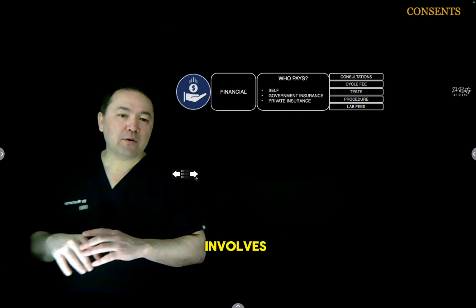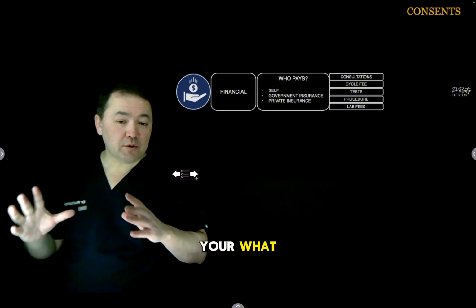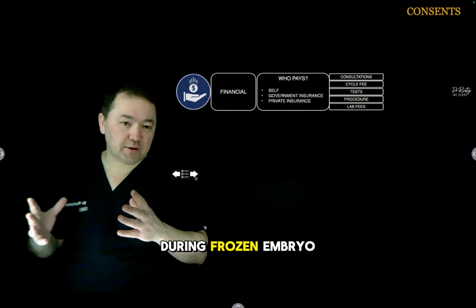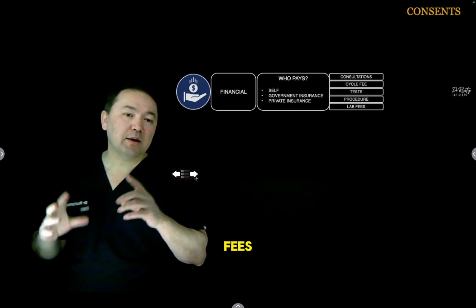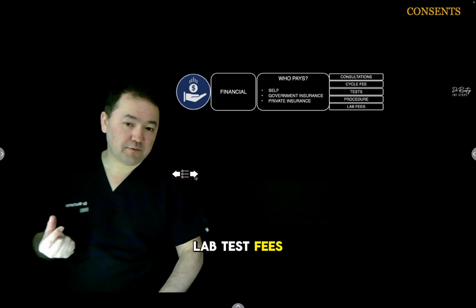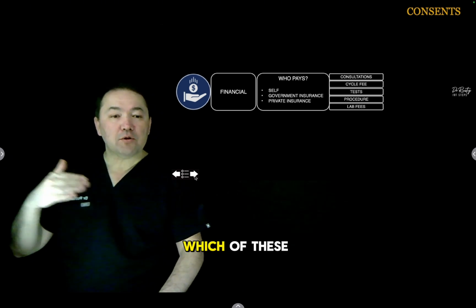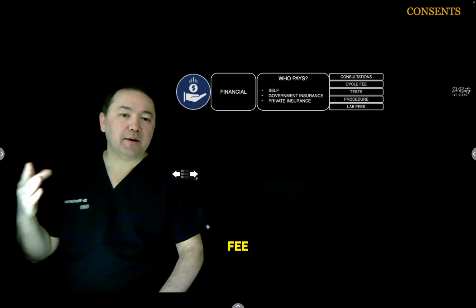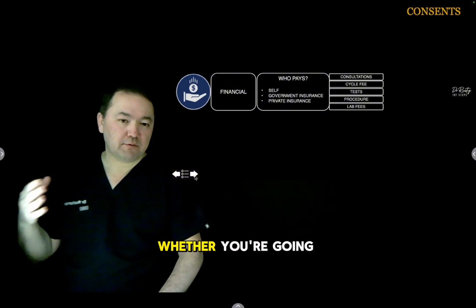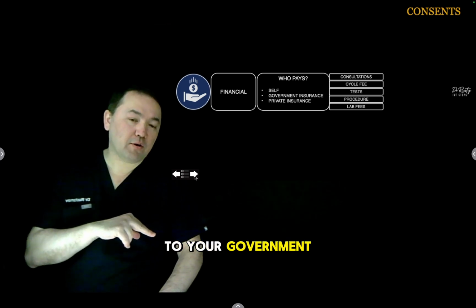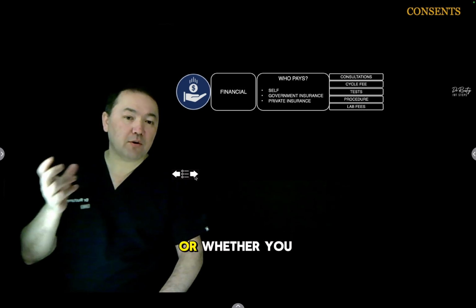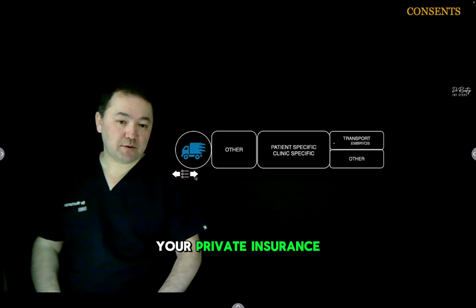Financial consent involves the itemization of what you need to pay for during a frozen embryo transfer cycle in terms of your consultation fees, cycle fees, test fees, procedure fees, and lab test fees. And also you should understand which of these fees are included in your cycle fee, and who will be paying for those fees, whether you're going to pay yourself out of your pocket, or whether it will be covered by your government public health insurance, or whether you need to use your private insurance.